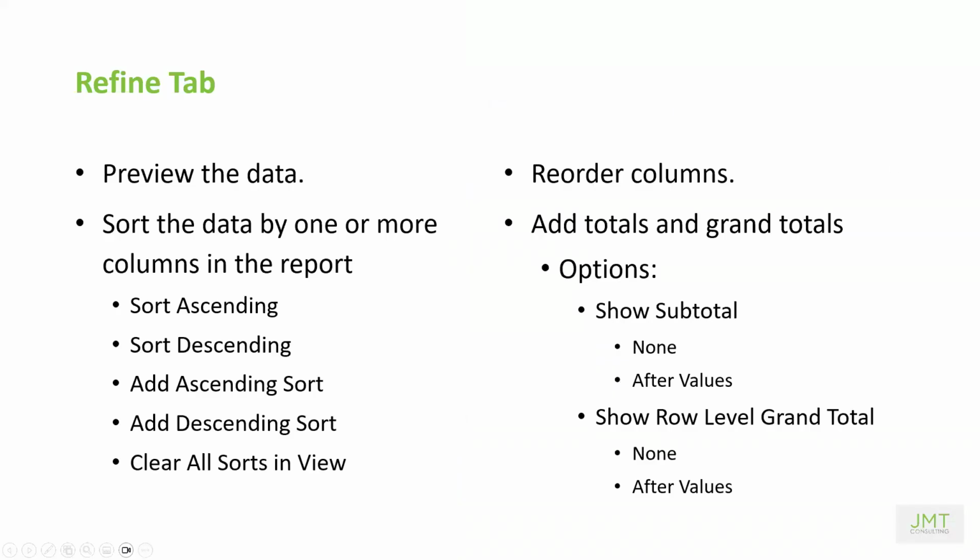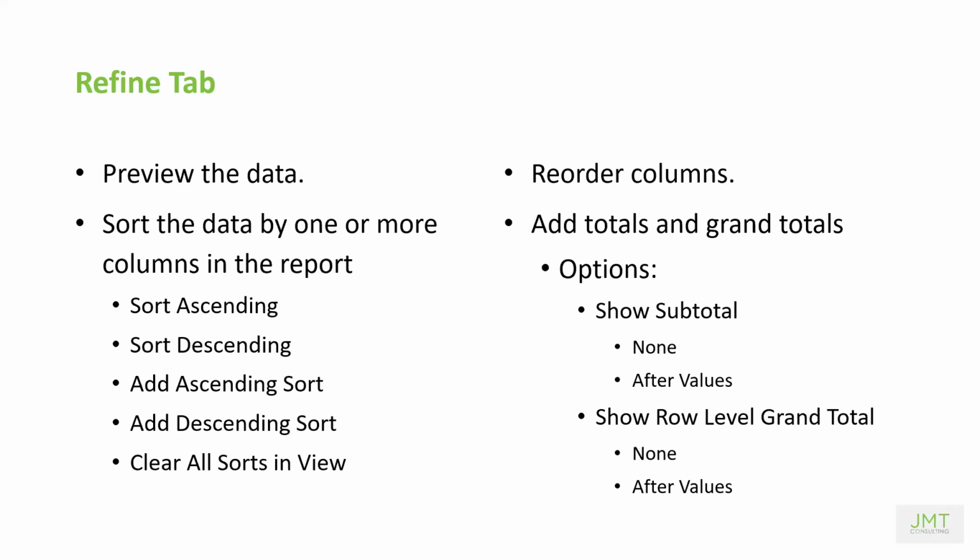Your refine tab is going to be where you're previewing the data. So this is where you're going to see what completes those columns that you've decided to pull into your report. This is where you can decide to sort the data by one or more of the columns within your report. You've got the option to sort ascending or descending. There are options for adding an ascending or descending sort if you need to layer on sorting by multiple columns. And there's also going to be the option if you need to clear all of the sorts in the view.